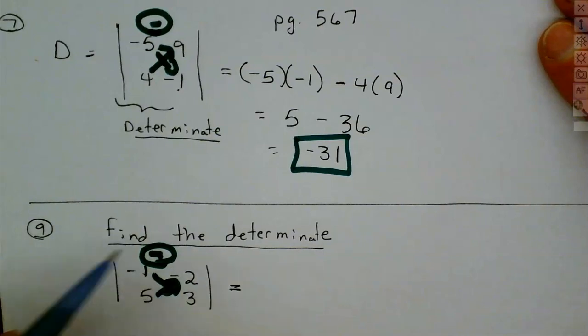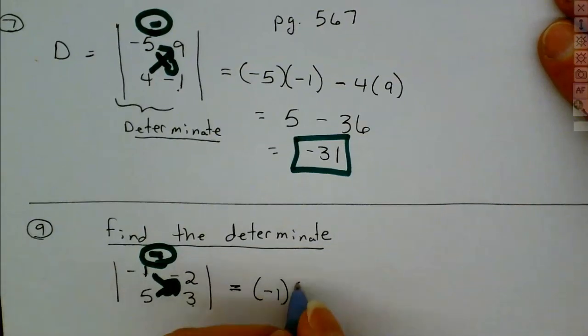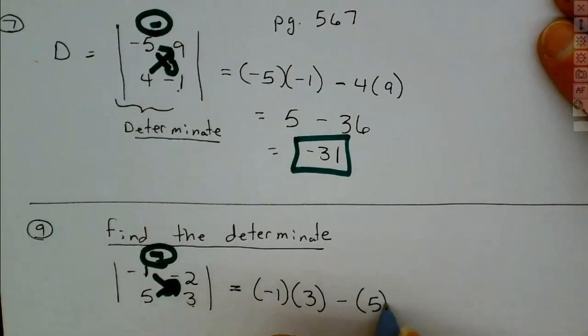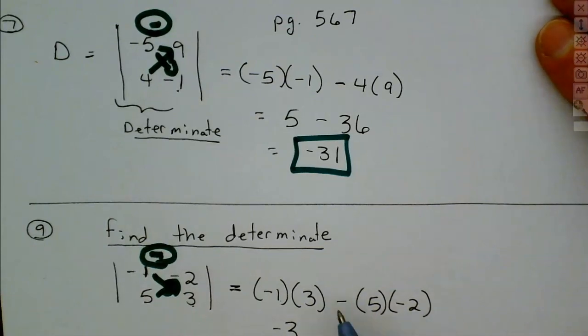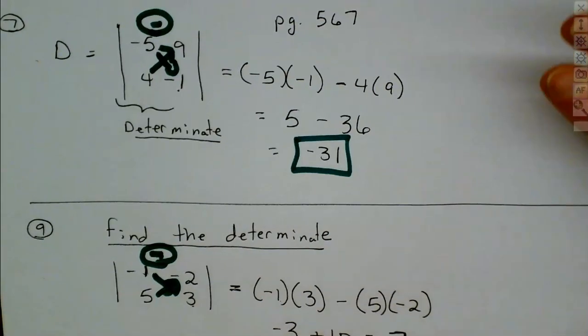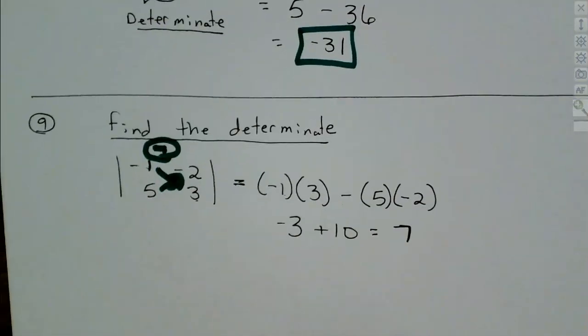So write it out. And once you get good at these, you can do these mentally. So when I write it out, I have minus 1 times 3 minus, because you always have the minus there, 5 times a negative 2. So minus 1 times 3, that makes it a minus 3. And over here we have 5 times a negative 2, that's a negative 10, plus a negative out in front that makes it a positive 10, and minus 3 plus 10 that makes it a 7. So that determinant, sorry about that, would be a 7.